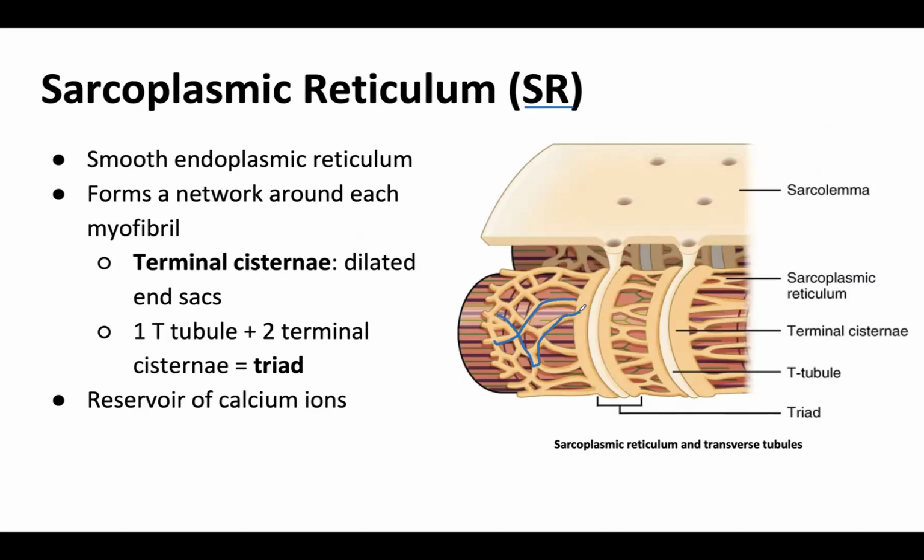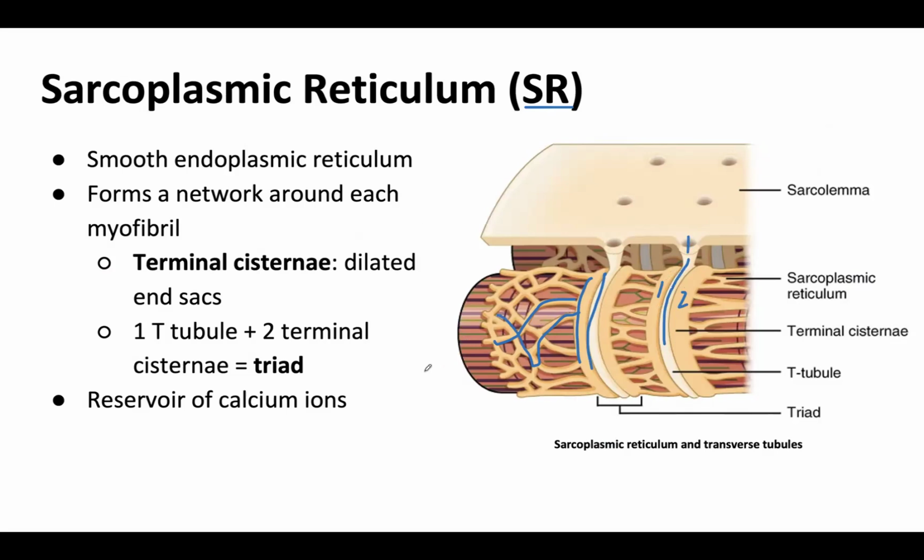And through the SR, you're going to have these dilated sacs called terminal cisternae. And these are going to be very, very closely associated to a T-tubule that we just discussed of the sarcolemma. In fact, one T-tubule plus two terminal cisternae is going to form a triad, which is an important component of the muscle excitation contraction coupling step of muscle contraction.